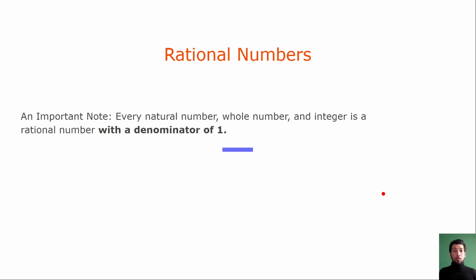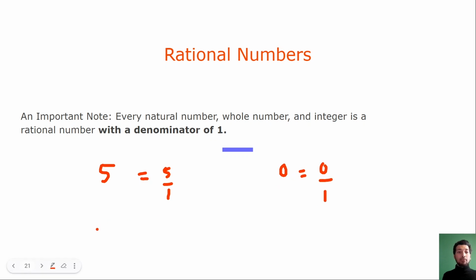Now here is an important note. Every natural number, whole number, and integer is a rational number with a denominator of 1. So let's say if I have 5, I can write this 5 as 5 over 1. If I have 0, this 0 is a whole number. I can write this 0 as 0 over 1. If I have negative 10, I can write this negative 10 as negative 10 over 1.